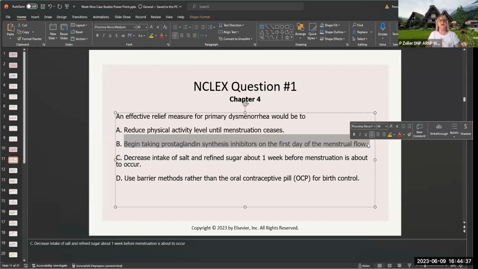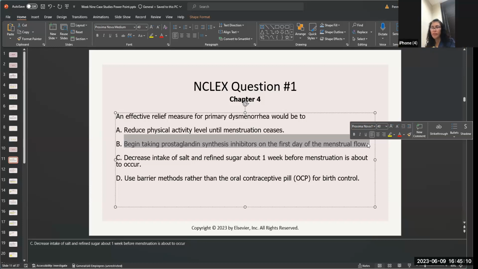So what are prostaglandin synthesis inhibitors? Can you guess? Stops prostaglandin production? Or inhibits it? Okay. So NSAIDs. When a client is beginning to start her period bleeding, she might have some dysmenorrhea, and that dysmenorrhea is caused by prostaglandins. Okay, it causes reduced blood flow to the uterus, and it hurts.